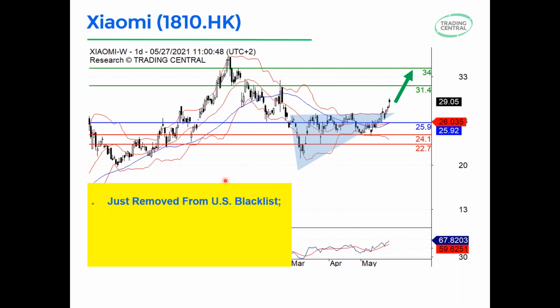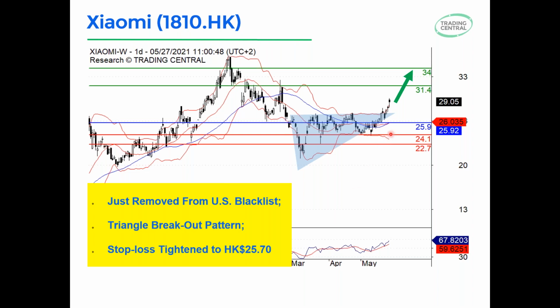What happened? Well, good news, the company has been removed from the US blacklist. The US has blacklisted some companies. The US government said it suspected these blacklisted companies have something to do with the Chinese military. But just 1 or 2 days ago, the US said Xiaomi 1810 is not on the blacklist anymore. So we see the rebound in stock price.